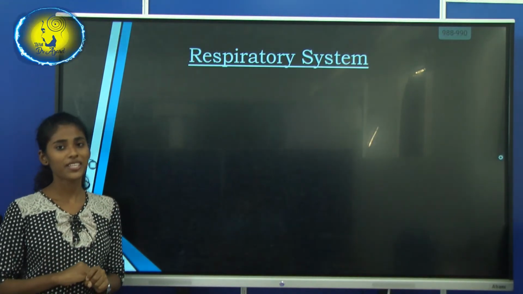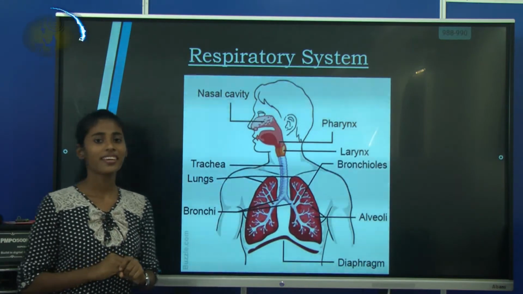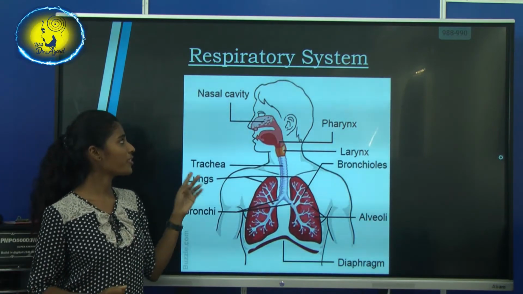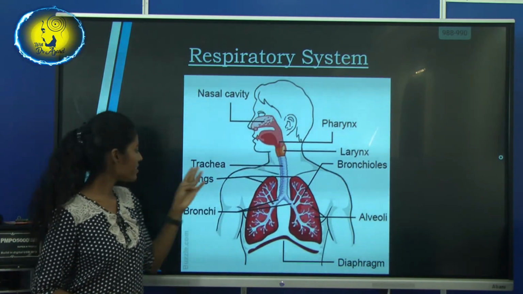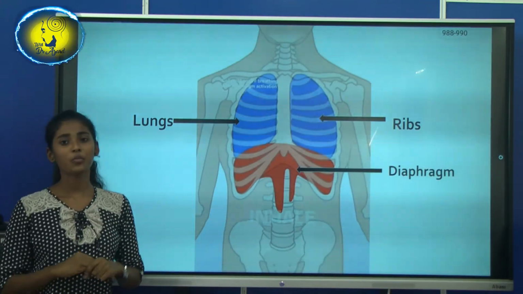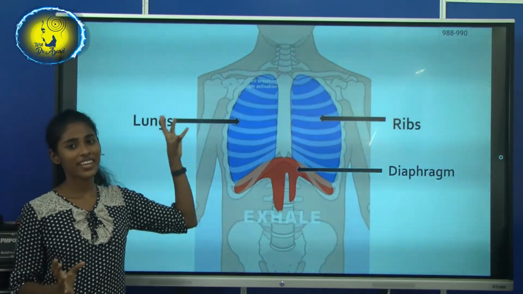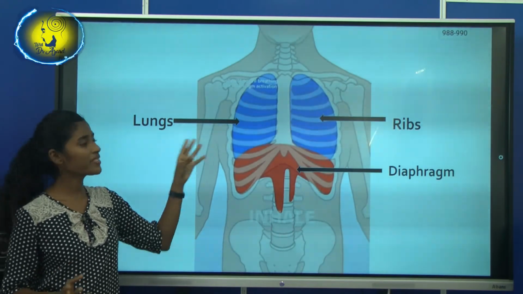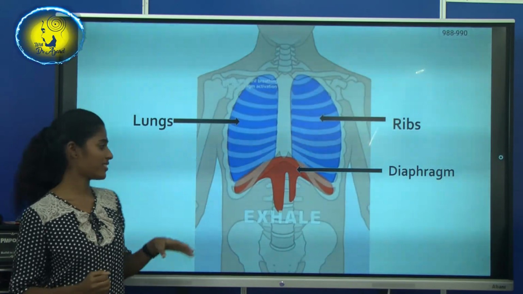The next one is the respiratory system. The gas exchanging process is done by this system. These are the main parts of the respiratory system: nasal cavity, trachea, pharynx, lungs and diaphragm. When you breathe in, your lungs get bigger, ribs are raised and the diaphragm contracts and lowers. When you breathe out, your ribs relax, your lungs get smaller and the diaphragm relaxes.